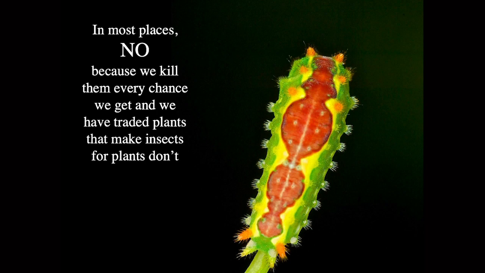Not only because we kill insects every chance we get, but because we are changing the base of the trophic system, the first trophic level, those plants that make the insects. We're taking away the native plants that make them and replacing them with non-native plants that don't make a lot of insects. And I'm going to review quickly one little simple study that I did with an undergrad a few years ago.